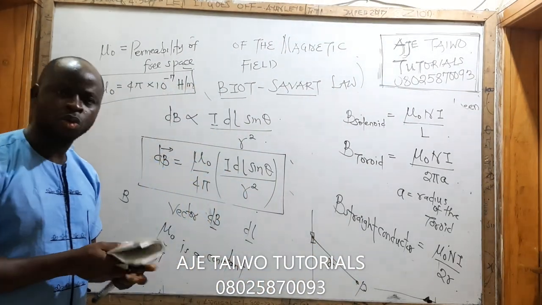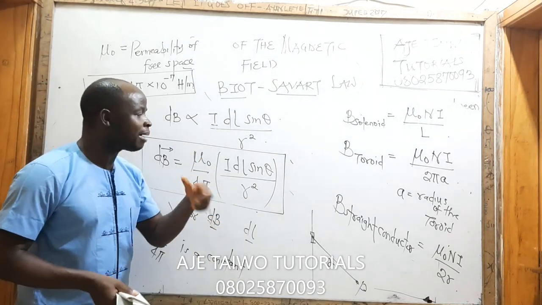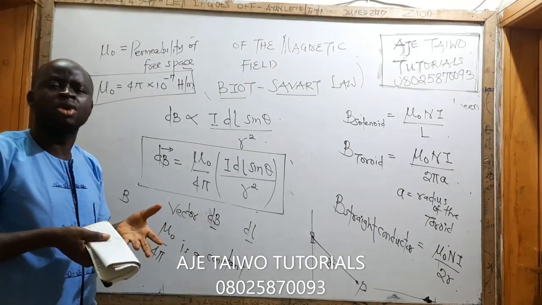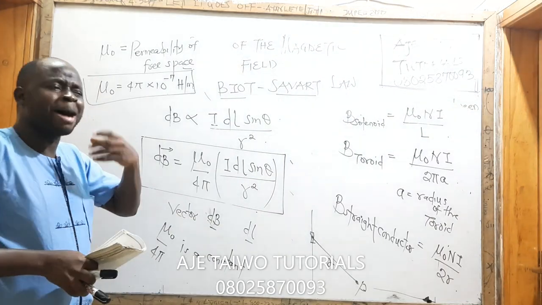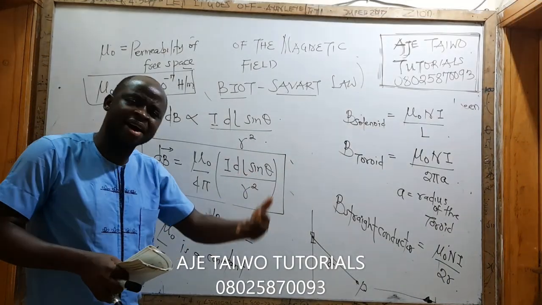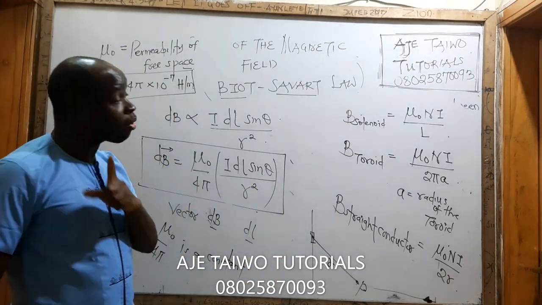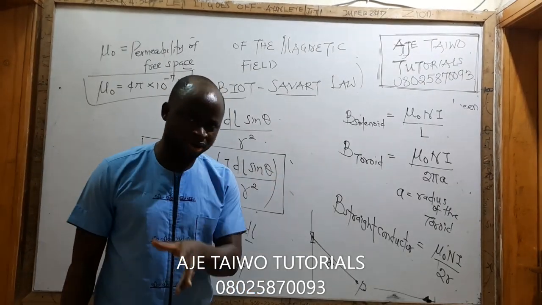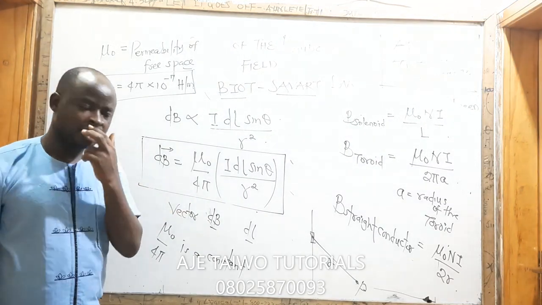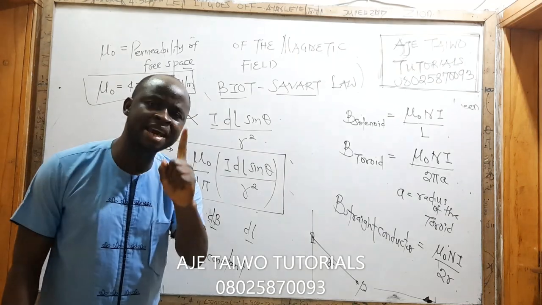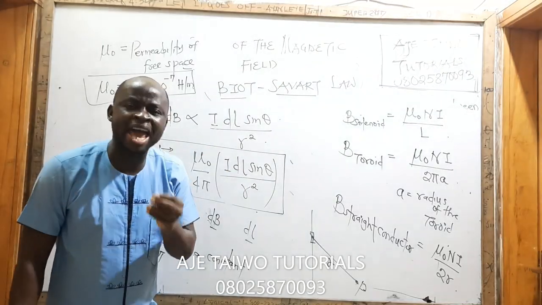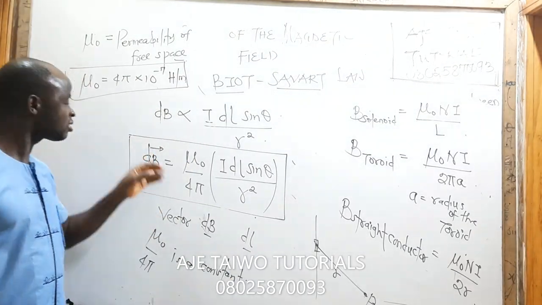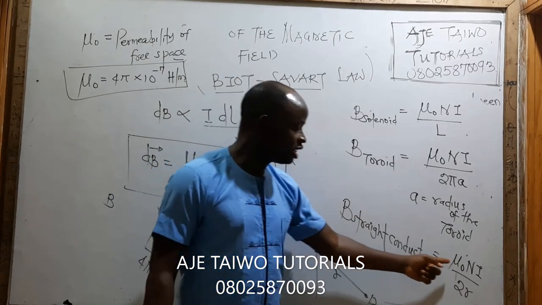So, what am I saying exactly? Biot-Savart said the B value is calculated using this expression. The magnetic field created by a current carrying conductor is calculated using this. But I have not mentioned any conductor. If I now start mentioning conductors, I will start having B values for each of the conductors. I will integrate this for any named conductor, but the integration is not our concern, just the final expression. So for a straight conductor, your B value is mu naught N I over 2 R.